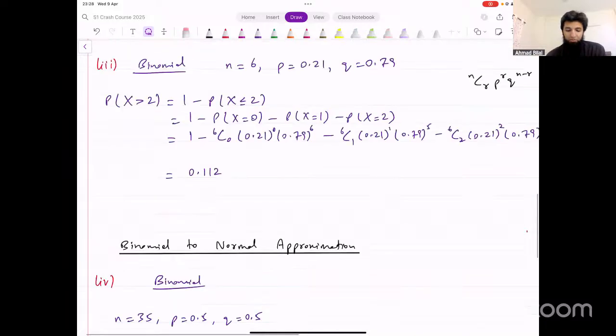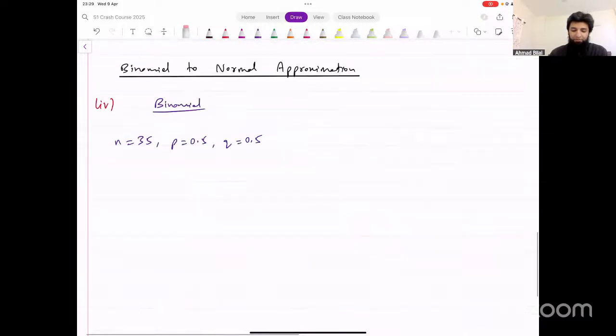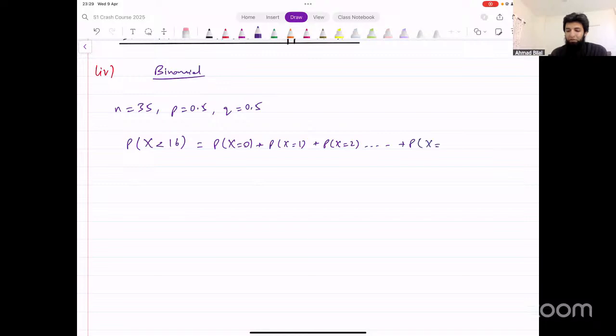Now, we have to find the probability of having fewer than 16 successes. That's the probability that we're looking for. Probability of x being less than 16. How would you find that in binomial distribution? What do you do for finding such a probability? You find each probability separately, right? So less than 16 would mean you find x equals 0, x equals 1, x equals 2, all the way up to x equals 15.